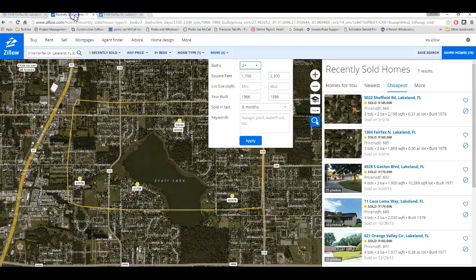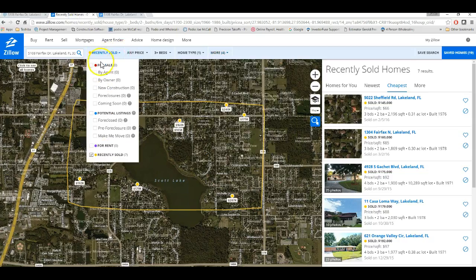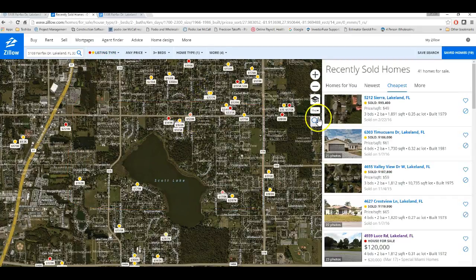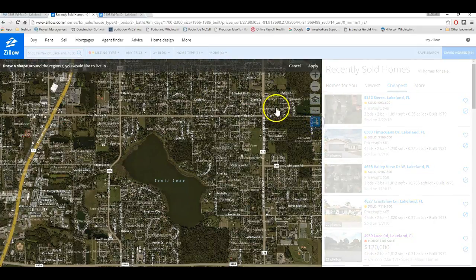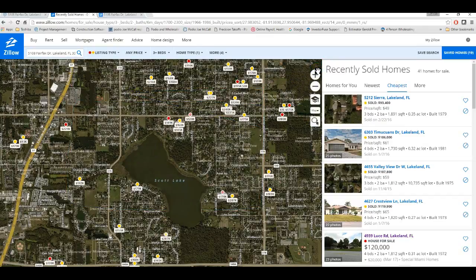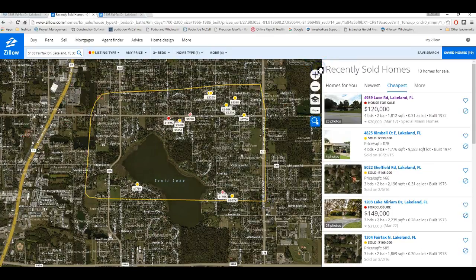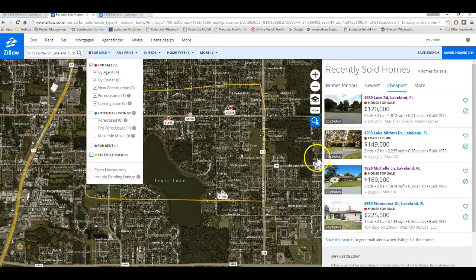Now that we got the comps fixed, let's go back and take a look at what is for sale again. We started doing this. Oh man, can I undo that? No, let me do my radius again. Yeah, let's go with that. So we got 149,000 for sale. Let's just look at what's for sale.